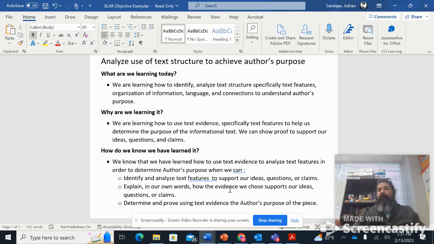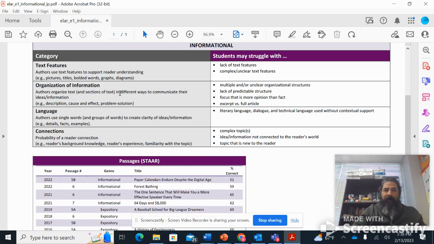And then I'm going to do a quick at-bat with you. So you should hopefully have an informational piece in front of you. I'm going to break you up in groups. One group is going to only identify the text features, right? So you're just going to find all the times that there's a title, there's something bolded, and you can even look at it on here. Text features are pictures, titles, bolded words, graphics, diagrams, anything like that. So my group one is just going to identify those. My group two is going to tell me what those things are and what they mean.